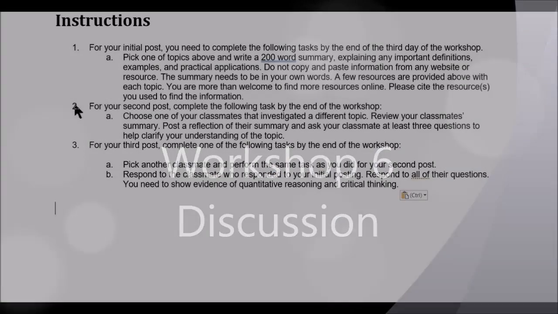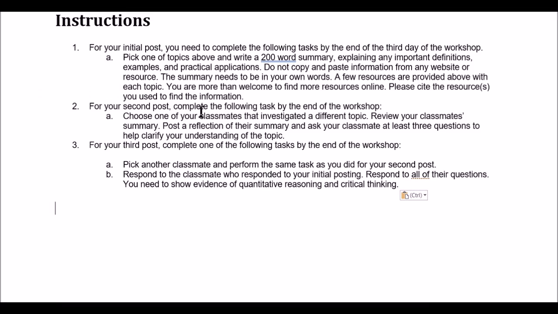Now for this discussion, we're going to pick one topic and write a 200-word summary explaining any important definitions, examples, and practical applications. Of course, you do not want to copy and paste just from any website. The summary needs to be in your own words. A few resources are provided and we'll go through those real quick.